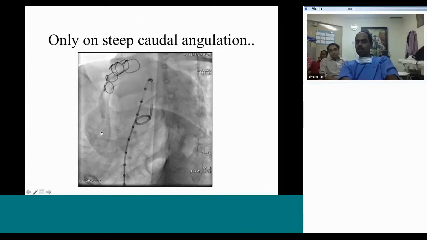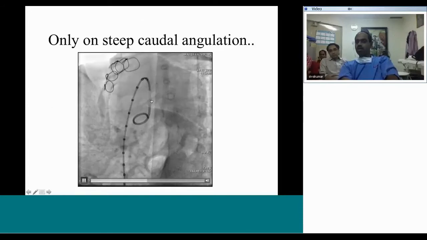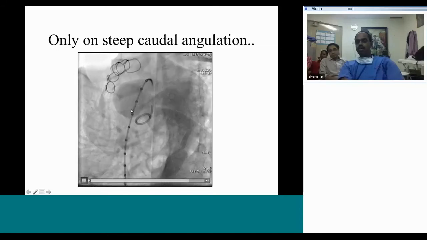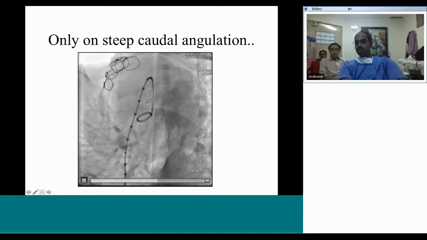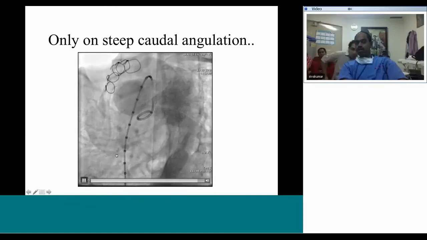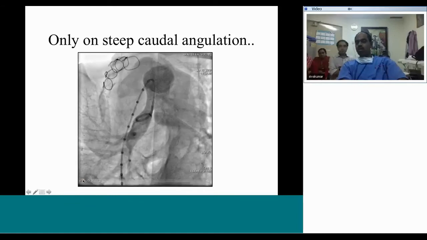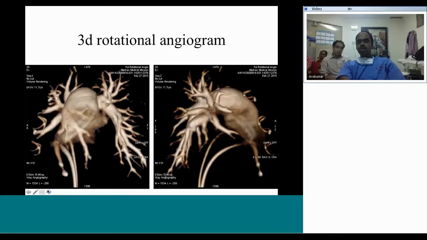AP plane. However, when you repeat a steep caudal, you can identify here that there is a tight narrowing caused by this aortic compression. You see this is the region of narrowing and the whole of the aorta is sitting on the top. So if you freeze this, this is the area of the aorta and the aorta is actually pressing the origin of the right pulmonary artery. And so this is an example of extrinsic compression of the right pulmonary artery by the dilated ascending aorta. And so unless you do a very steep caudal, you will be missing all this narrowing.